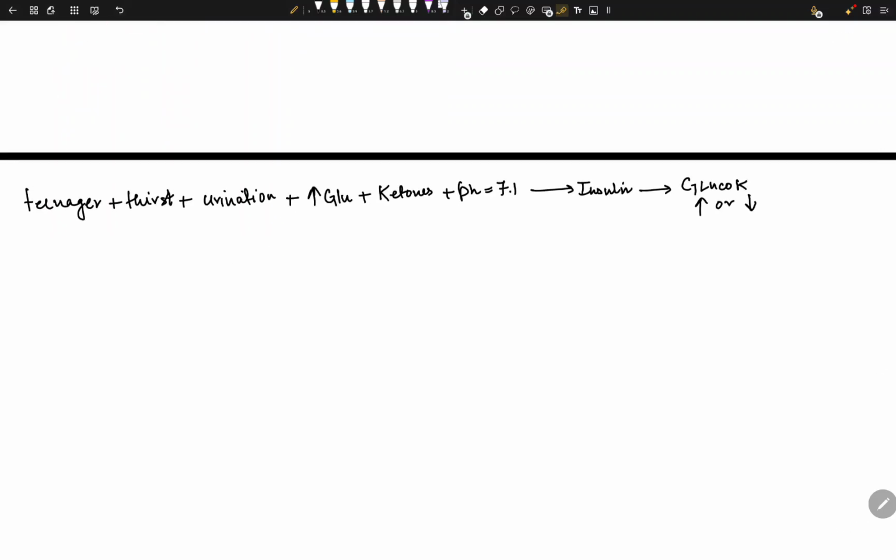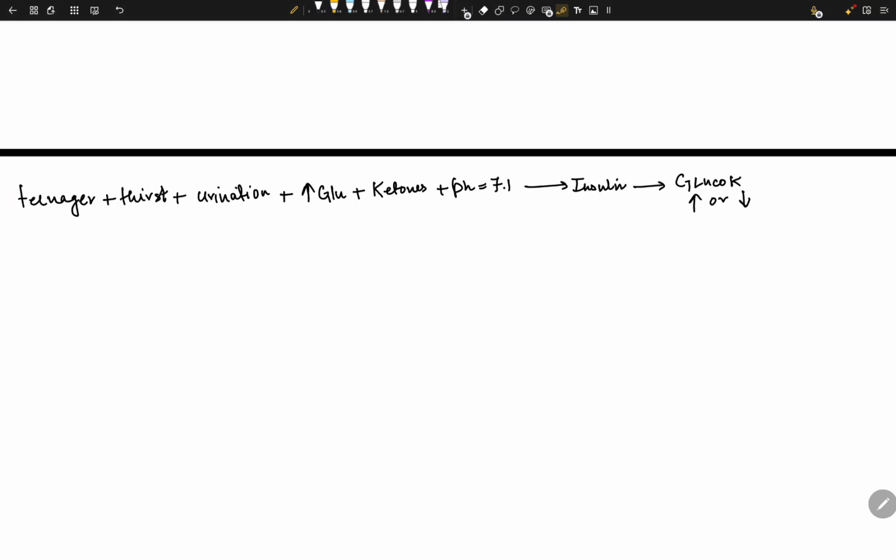A teenager, she's thirsty, she's peeing a lot, glucose, a lot of ketones, pH is a little bit acidic, and we give her insulin. And now we are asking if the glucokinase activity should go up or go down, right? Now we have a teenage, young patient with severe hyperglycemia, right? Glucose up, ketones. That suggests what? Type 1 diabetes, because only type 1 will have ketones, right?